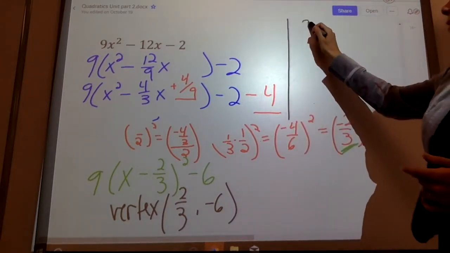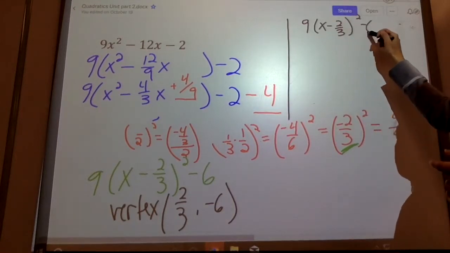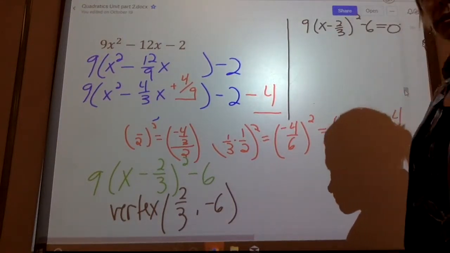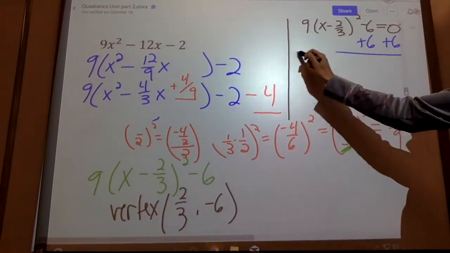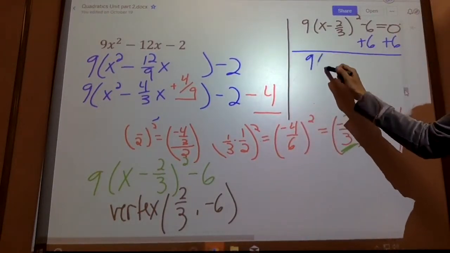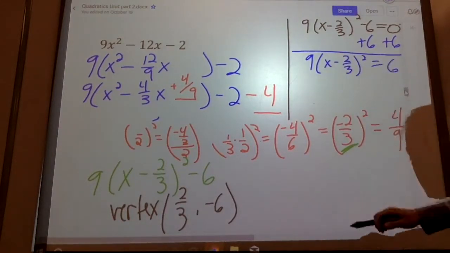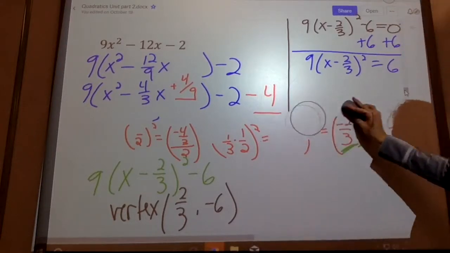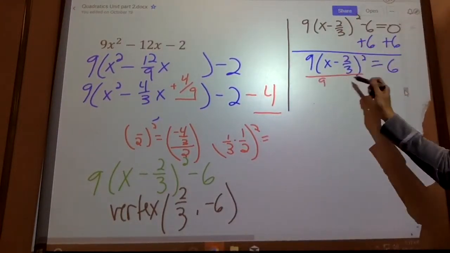So we'll take that 9 and solve it. All right, let's finish this. Add 6, right? Add 6. And then what? Divide by 9. 6 over 9, which actually equals 2 over 3. Yep. Very good. Reduce it down.